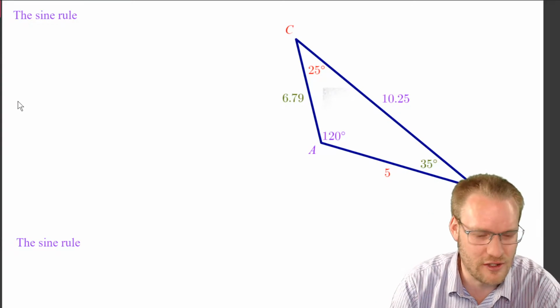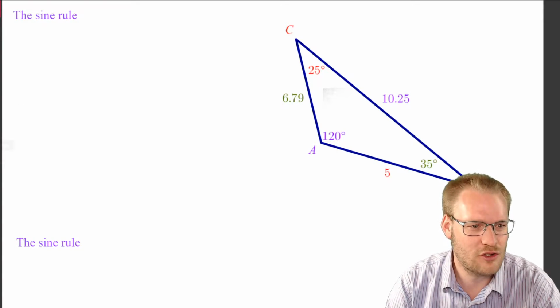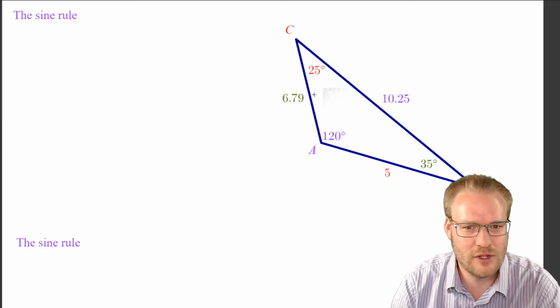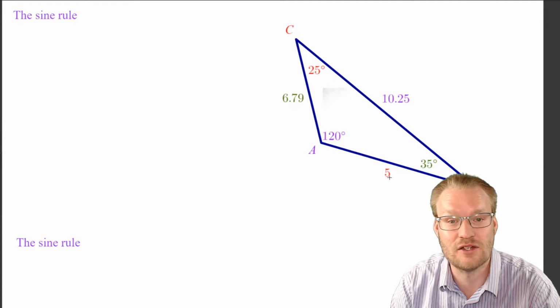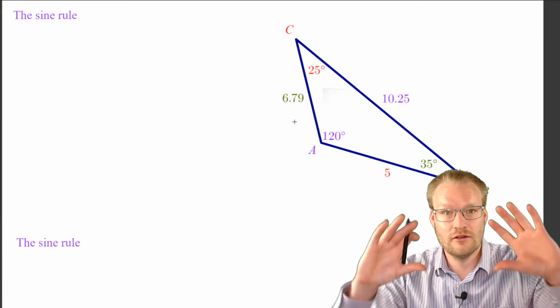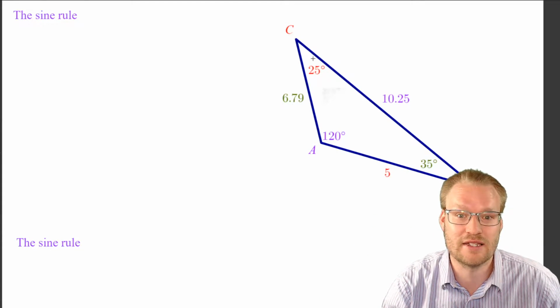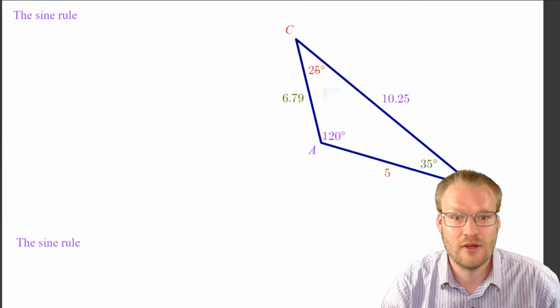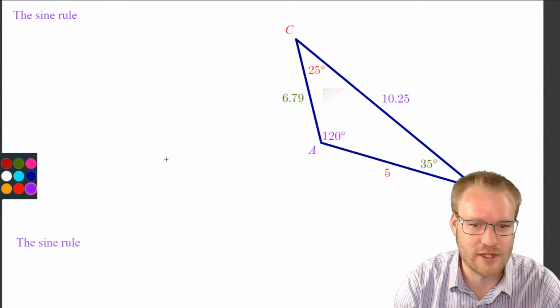So let's go into it and describe what the sine rule is at all. What it says is that if we take the sine of an angle and divide it by the opposite side, it's going to be the same no matter where. Or the inverse is true: if you take a side and divide it by the sine of the opposite angle. Okay, so what do we mean? Let's start with A.